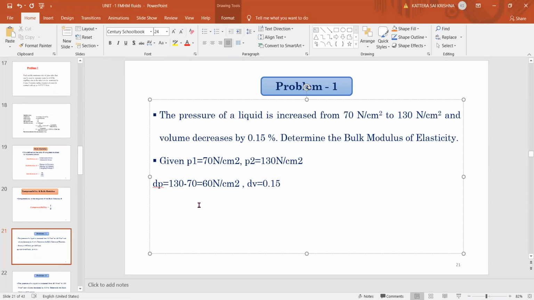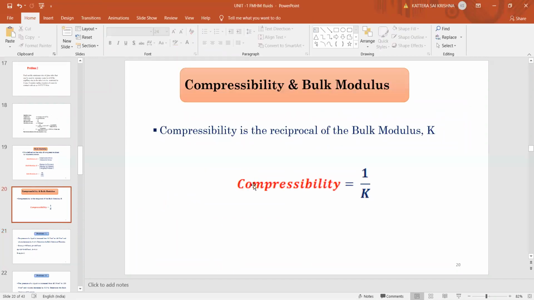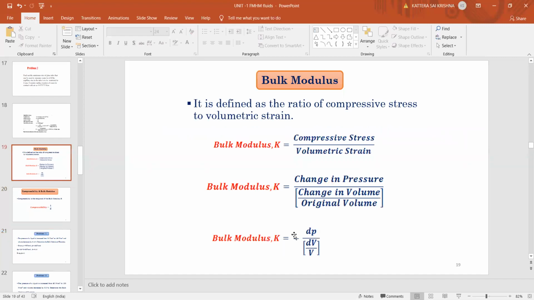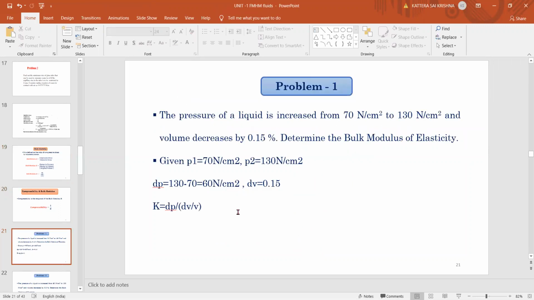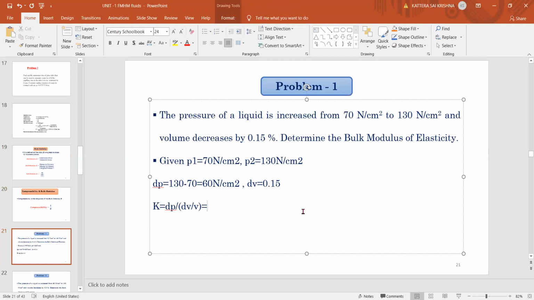What we need to determine is the bulk modulus. So K equal to, the formula we already know, dP divided by dV by V. Please don't write it like this; write the formula as shown here: K equal to dP by dV by V. No need to keep any negative sign because automatically you'll get the negative value here.